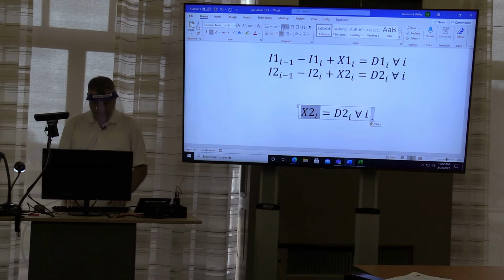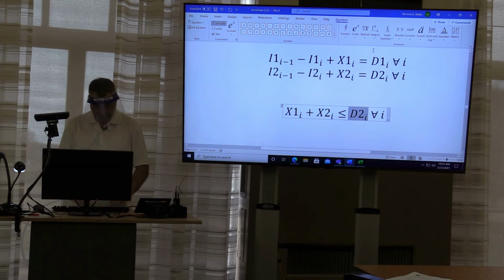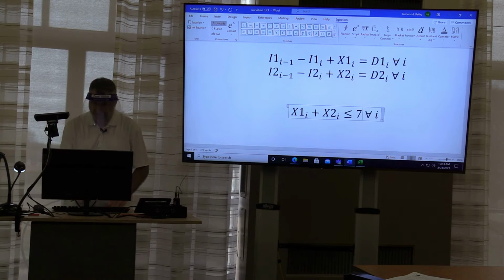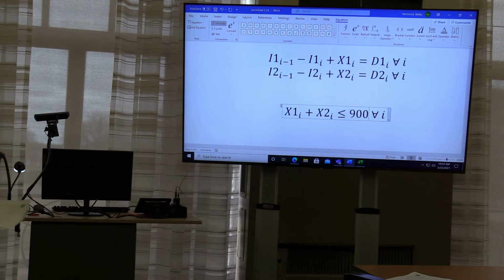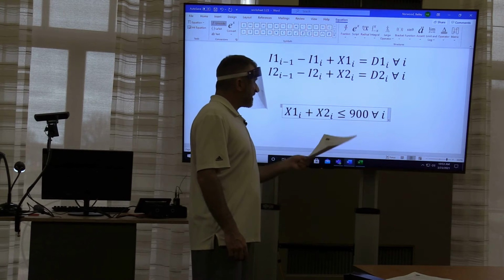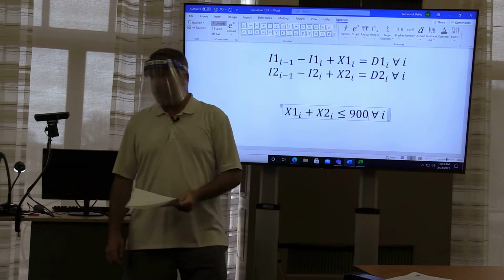So all we're saying there is that in any one month, an ith month, the amount of gum 1 we produce plus the amount of gum 2 we could produce must be less than or equal to 900 for every month. So in any one i, the amount of gum 1 we produce plus the amount of gum 2 we produce has to be less than or equal to 900. So that's an inequality constraint. These are equality constraints.